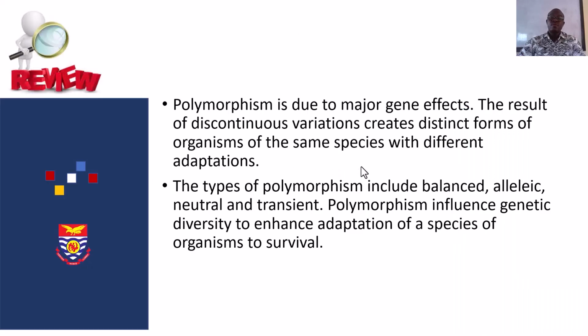In review, polymorphism is due to major genetic effect. The result of this discontinuous variation creates distinct forms of organisms of the same species with different adaptations. The types of polymorphism include balanced, allelic, neutral, and transient. Polymorphism influences genetic diversity to enhance the adaptation of a species of organisms to survive.